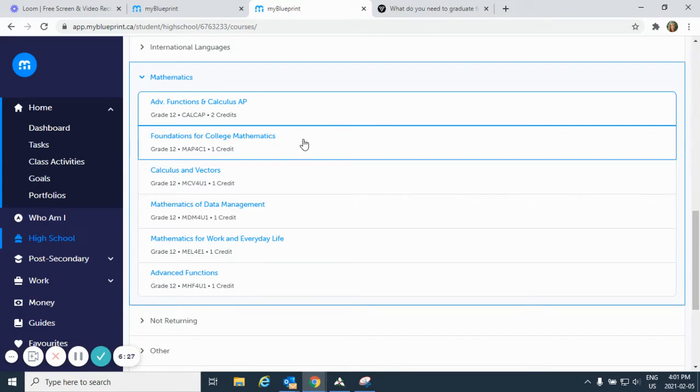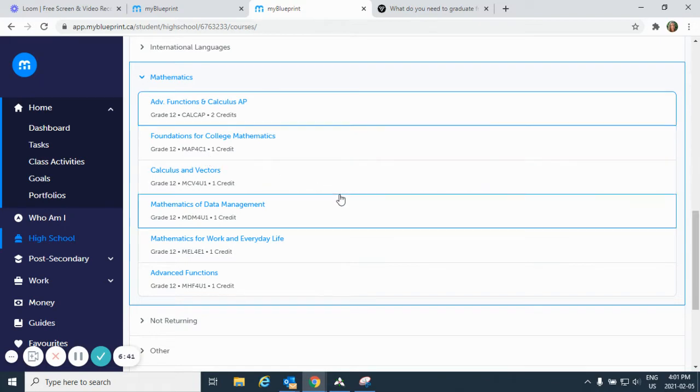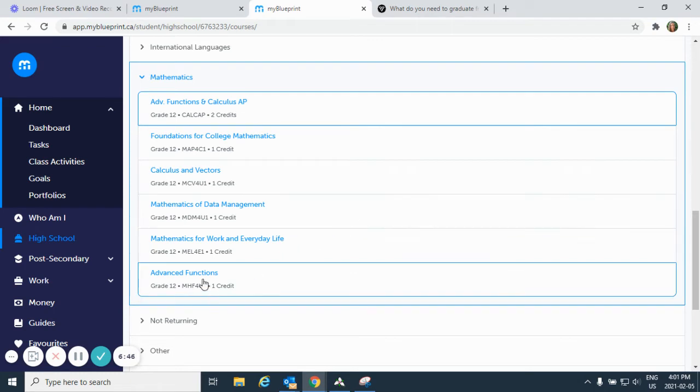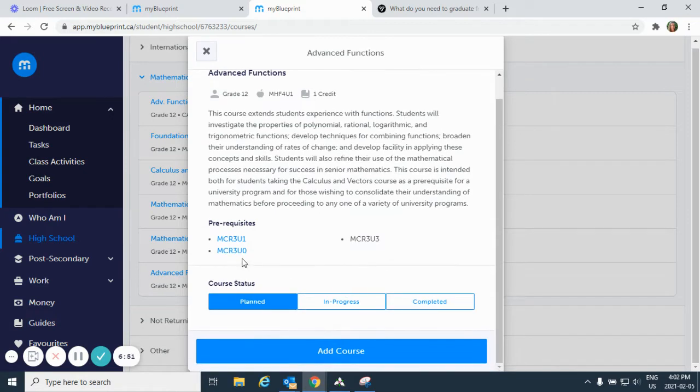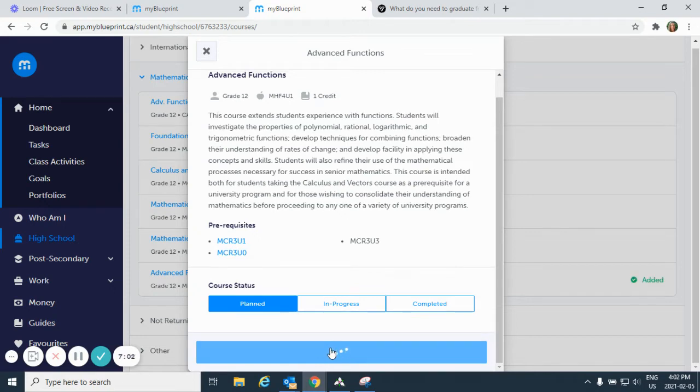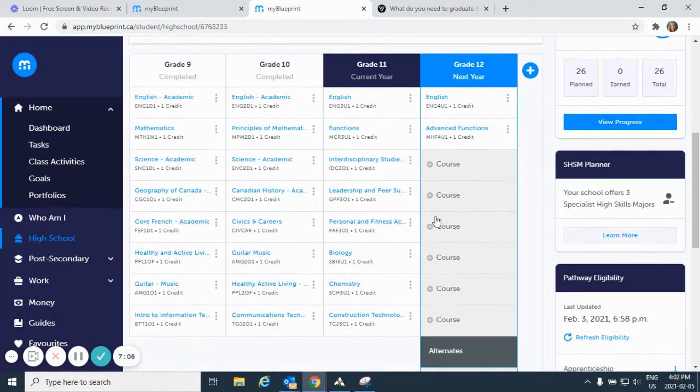For those students, remember I said if you're off to college, some college programs do require math. This would be the math course that you would choose, MAP 4C, and the C means it's the college pathway. For the program that I'm going to apply to, I know I need to have grade 12 advanced functions, so I'm going to put this on my plan. I have the prerequisite course that I'm taking this year in grade 11, the grade 11 functions, MCR 3U. Let's add the grade 12 math to my plan.